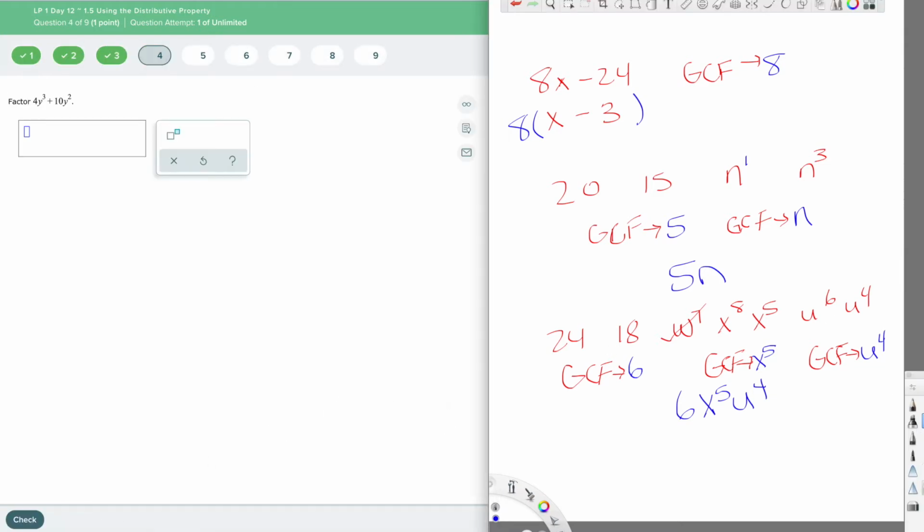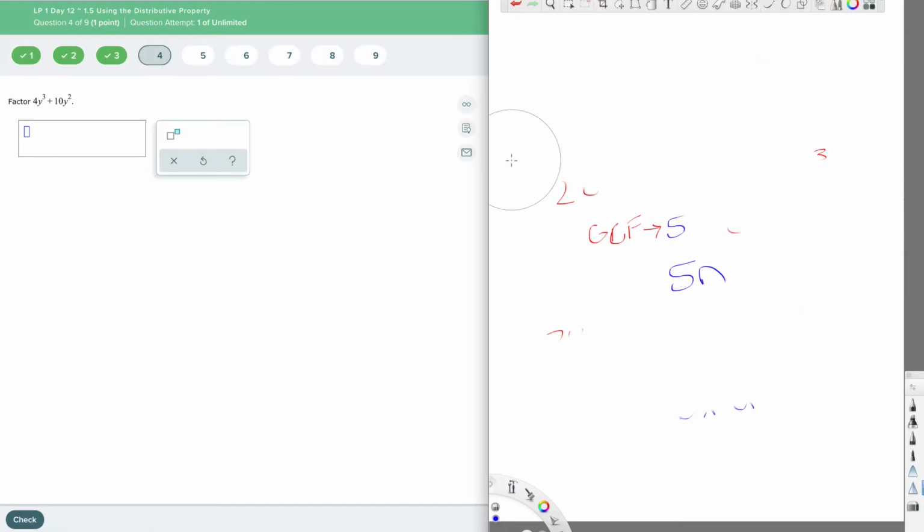Alright, let's go ahead and erase all this stuff. Get myself a little bit more room here. Alright, we'll go with red again. Now it's actually asking me to factor it. I still have to find the greatest common factor of 4 and 10. The GCF of 4 and 10 is going to be 2. They can both divide by 2, but nothing bigger. 4 can divide by 4, but 10 can't divide by 4.